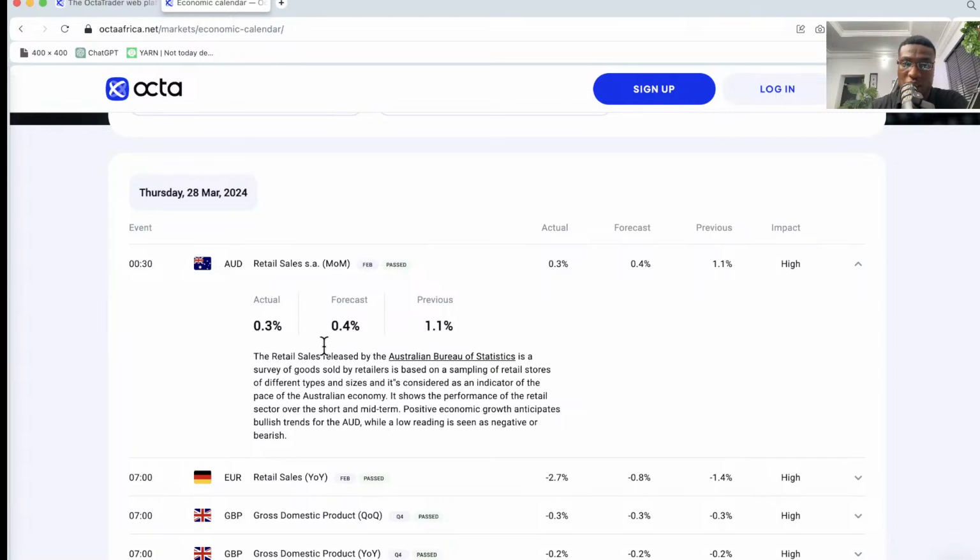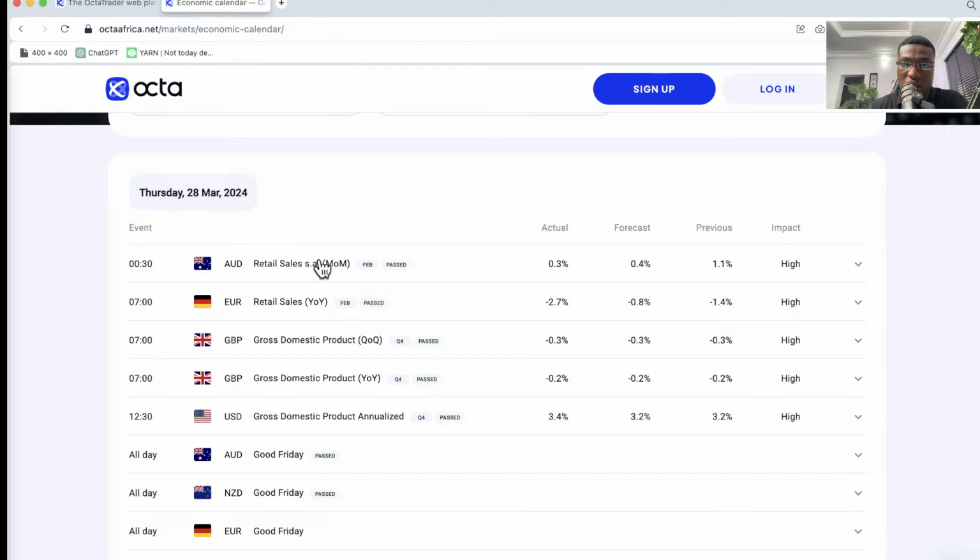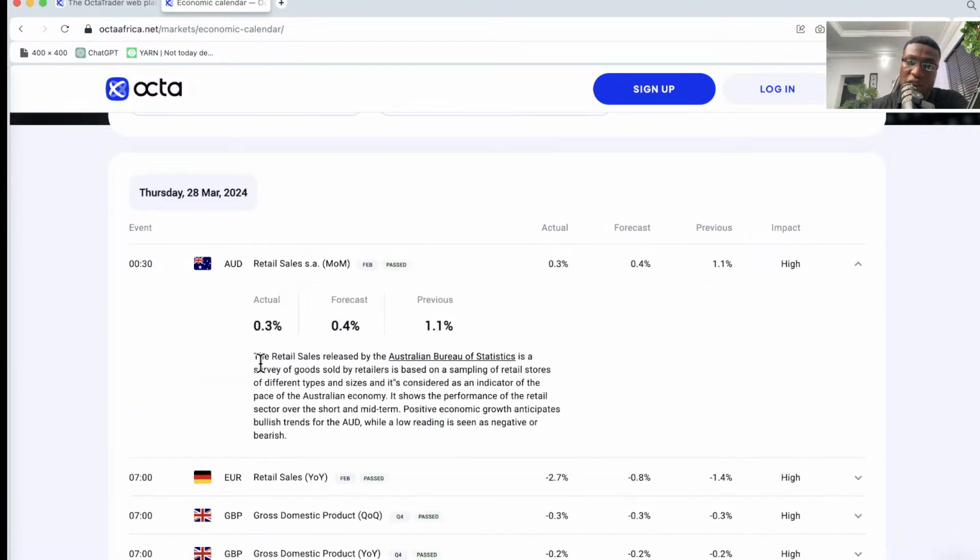Now, if you look here, I got this information by just clicking on the report. You can just click on it and it drops down. Octa has provided a definition for the retail sales regarding the Australian dollar. And you can see down here that positive economic growth anticipates a bullish trend for the AUD, while a low reading is seen as negative or bearish. So what this basically tells you is that obviously 0.3 is lesser than 1.1, right? And you can see that a low reading is seen as negative or bearish.